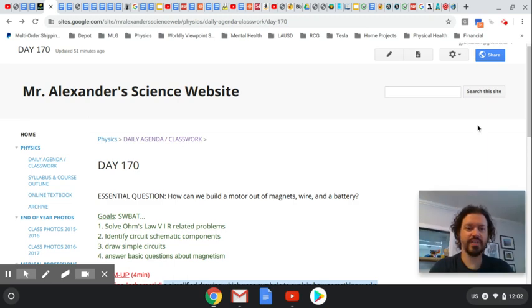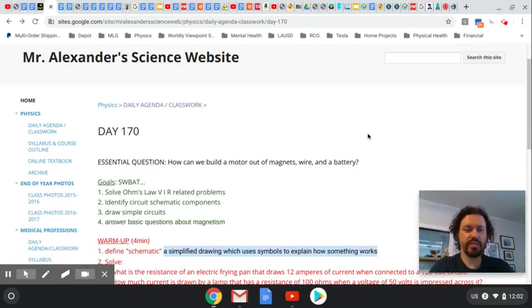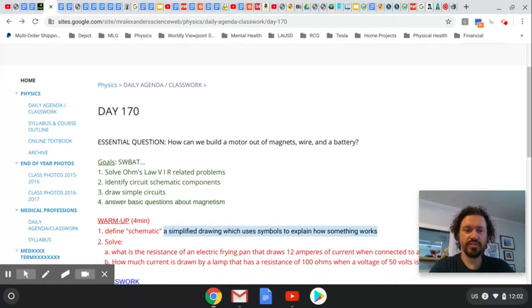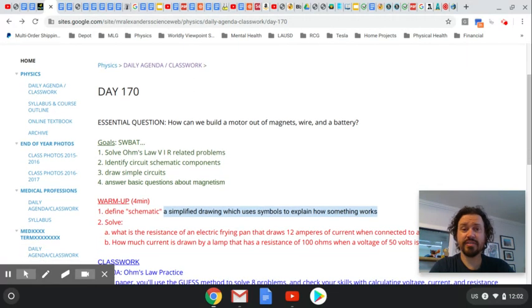Hi, day 170. Okay, we're going to look at Ohm's Law and circuit schematics and magnetism today as we build towards this goal of making a motor out of magnets, wire, and a battery. Just some really basic stuff. And there's a decent shot that you have these things at home, which is why we're going to do this, because I want you to see how you can make a really basic motor.